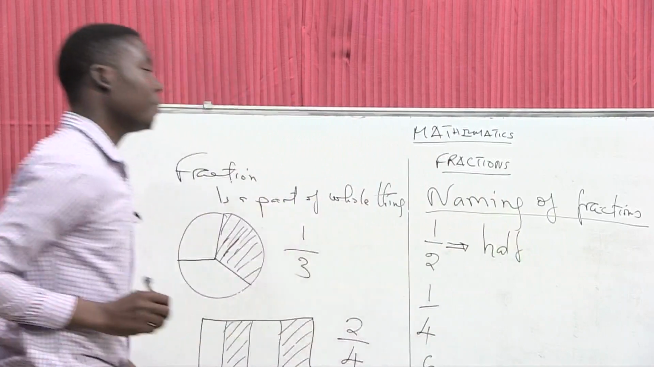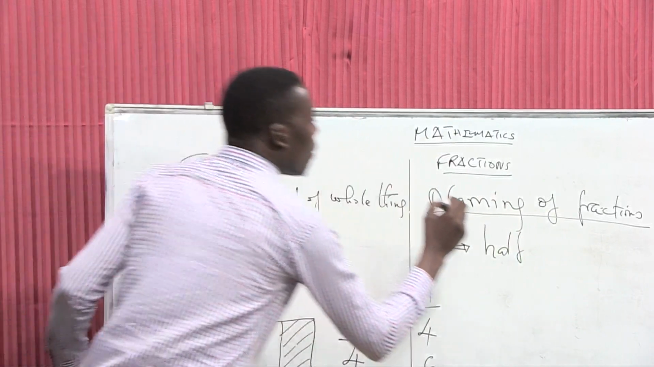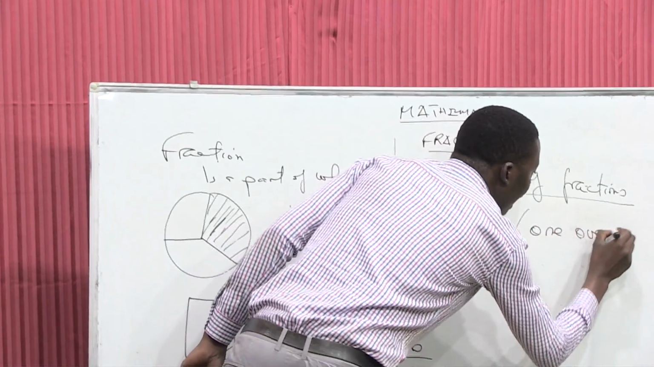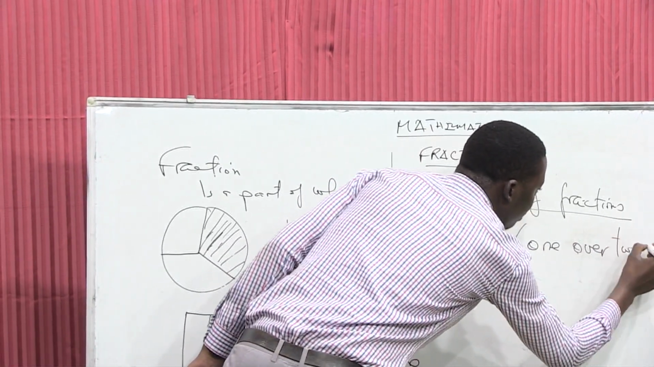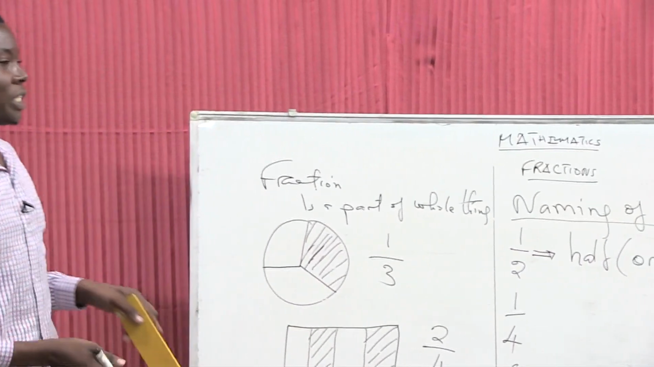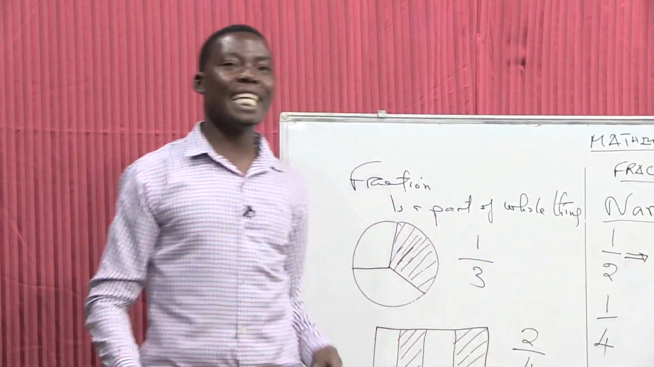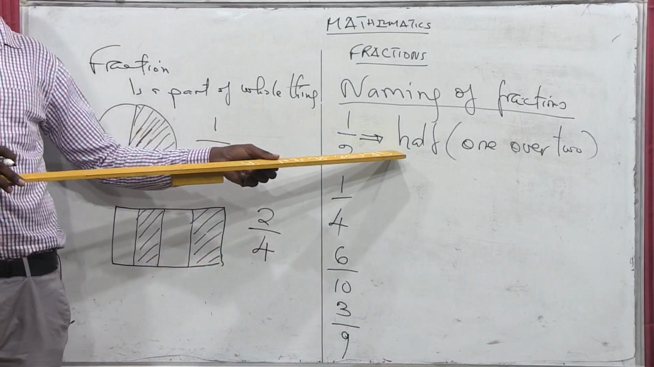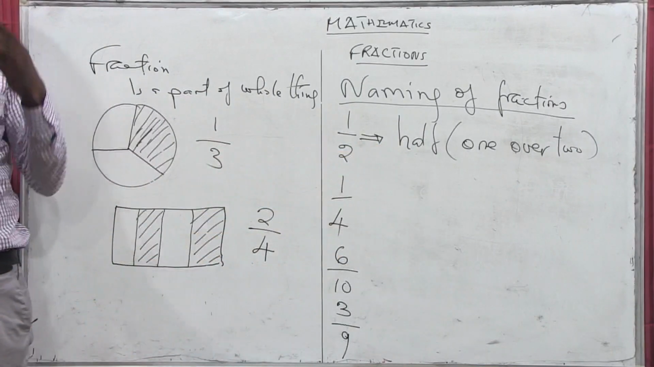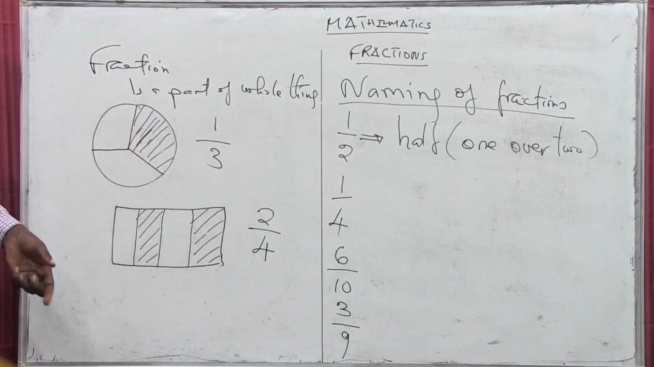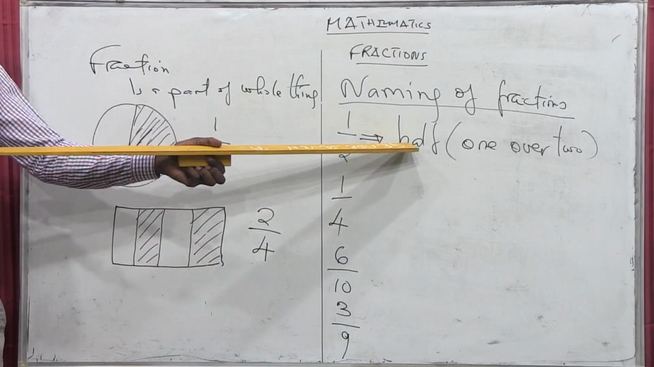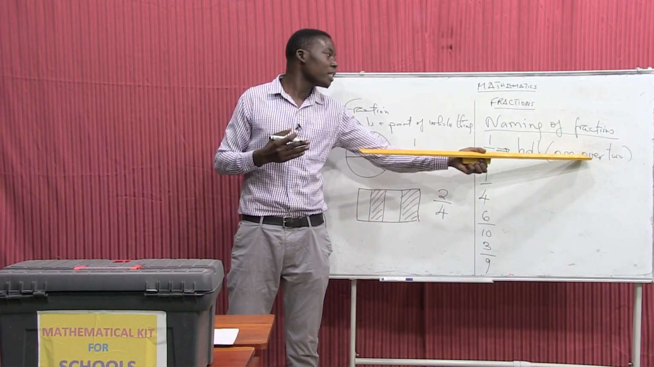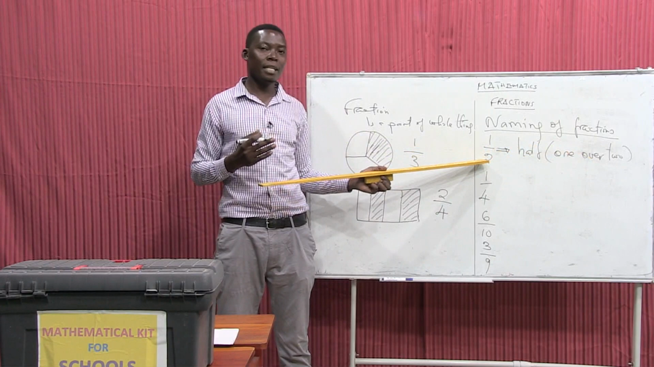You can also say 1 over 2, or a half. But the genuine meaning, the proper one, is a half. And I request you to use a half instead of 1 over 2, although even 1 over 2 is a meaning of this one.